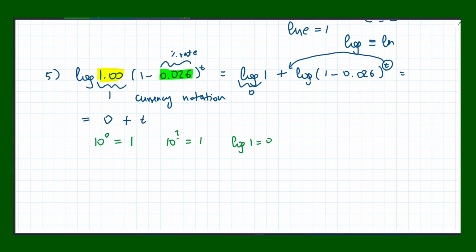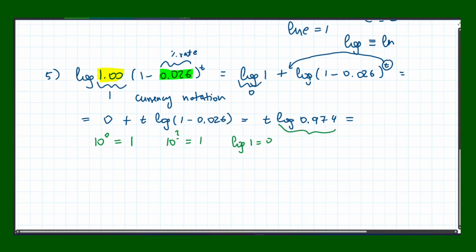So it's going to be t times log. But now in the bracket of the log, I'm going to have just a simple subtraction of 1 minus 0.026. Okay, so what I've got here is t times log, and let's do that subtraction, which gives me 0.974. And as the last step in our calculation, I can just calculate the rounded version of this log expression.